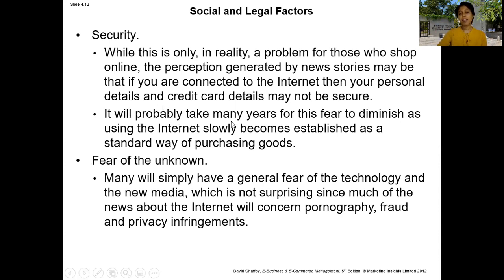So it will probably take many years for this fear to diminish, as using the internet slowly becomes established as a standard way of purchasing goods. If such fear is established, it may not pass overnight, right? To recover from such a threat online, it will take a lot of time to gain back customer confidence that online is once again safe for transactions. So if corporate reputation is compromised due to such security issues, your organization is at a huge risk in recovering it, right?